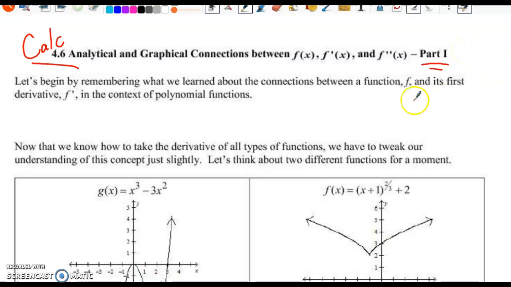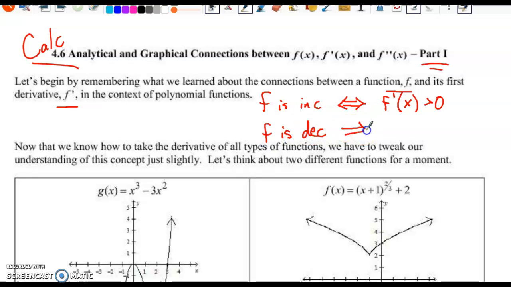So just as a quick reminder, just remember what we've learned about the connection between the function and its first derivative. And the main thing to mention there is if f is increasing, now I'm going to put a double-headed arrow because if f is increasing implies that the derivative is positive, and then vice versa. If the derivative is positive, that means that f is increasing. And I can just flip that. If f is decreasing, that would imply, again, I'm going to put double arrows.